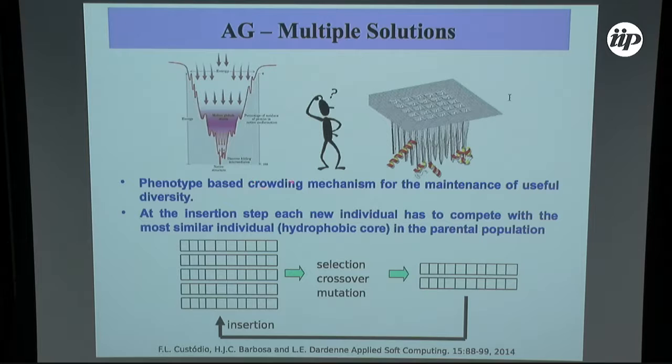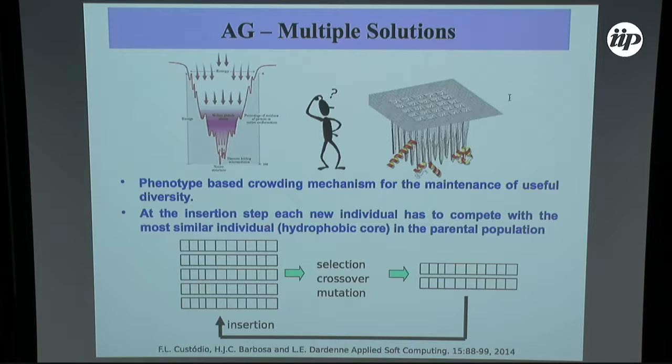The key step of this strategy is the insertion step in the genetic algorithm. Instead of competing the new offspring created by the operators with the worst-energy individual in the population, we make the new individual compete with the most similar individual in the population. In the HP model, that is the individual with the most similar hydrophobic core.